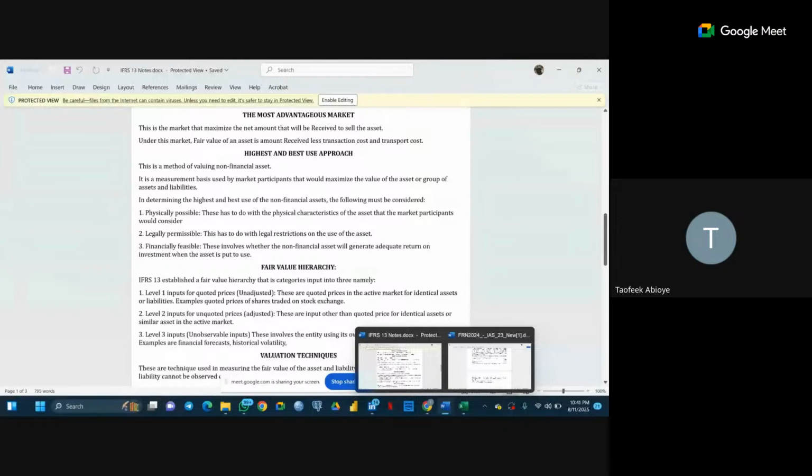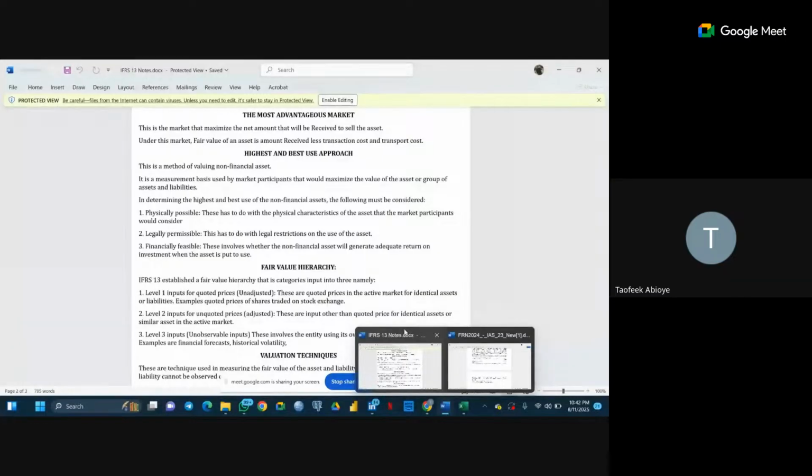We also have the highest and best approach. What do they mean by highest and best approach? Before we can say that this is a fair value of an asset, how do you arrive at that fair value? So this is a method of valuing non-financial assets. It's a measurement basis used by market participants that would maximize the value of an asset or group of assets and liabilities. In determining the highest and best use of non-financial assets, the following must be considered: physically possible, legally permissible, financially feasible. These are the qualities that must be present before we can say that this is the best approach used in determining the value of an asset. Before we can say, okay, this fair value is actually a reasonable value, not an assumption from one party against the other.